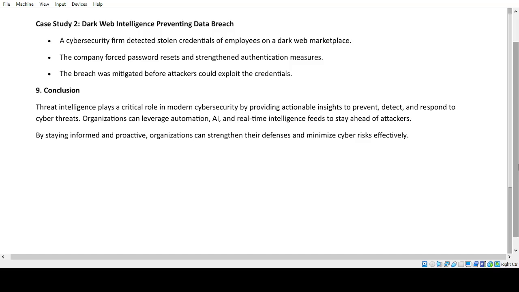9. Conclusion. Threat intelligence plays a critical role in modern cybersecurity by providing actionable insights to prevent, detect, and respond to cyber threats. Organizations can leverage automation, AI, and real-time intelligence feeds to stay ahead of attackers. By staying informed and proactive, organizations can strengthen their defenses and minimize cyber risks effectively.